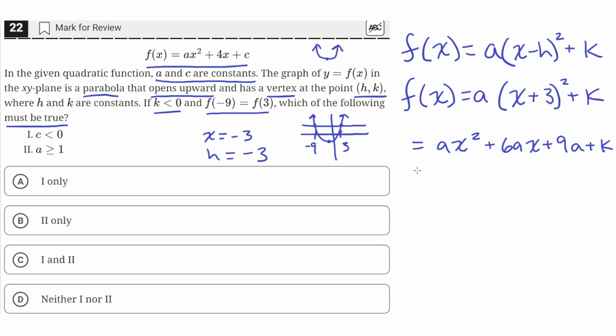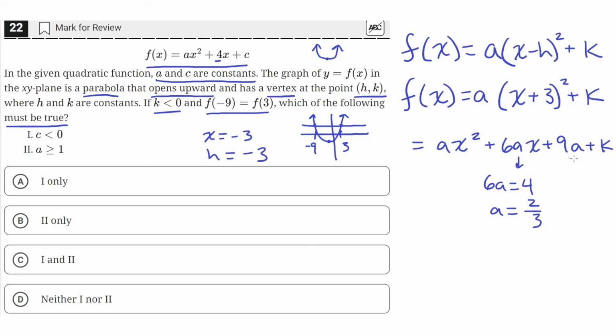Okay, and then we can see that the ax squared is still there, and that this term right here, the 6a, is the coefficient of the x term. And we know from the formula that they gave us that the coefficient of the x term is 4. So that means 6a has to equal 4. So this will give us the value of a. So that means a is equal to 2 over 3.